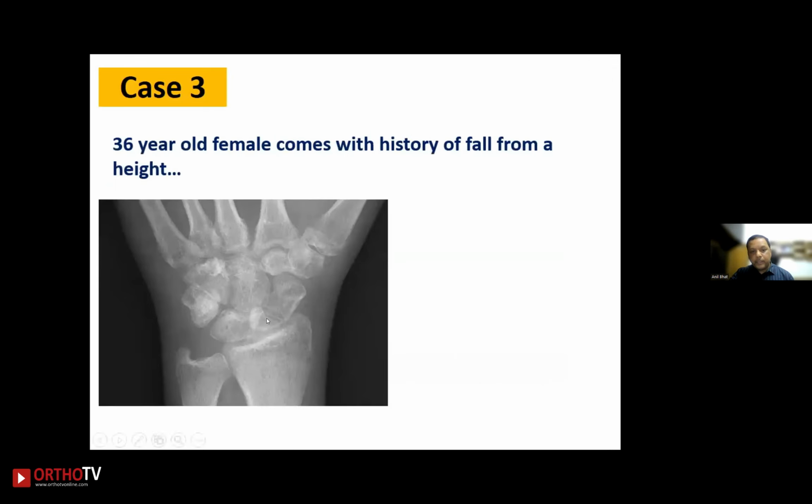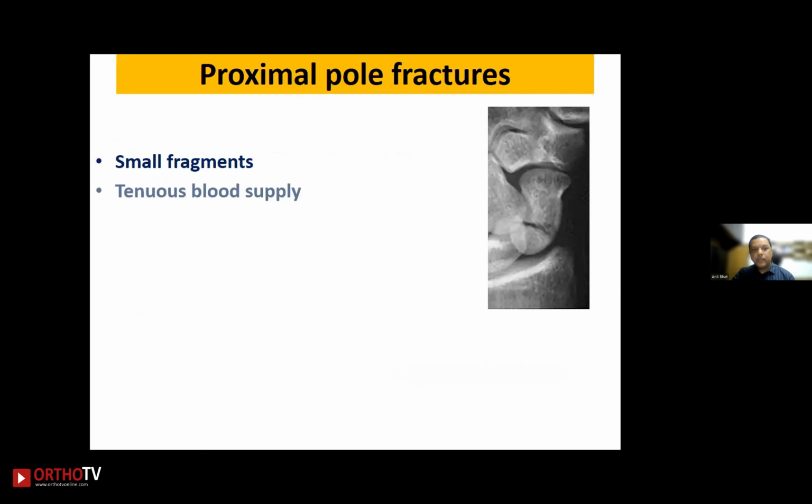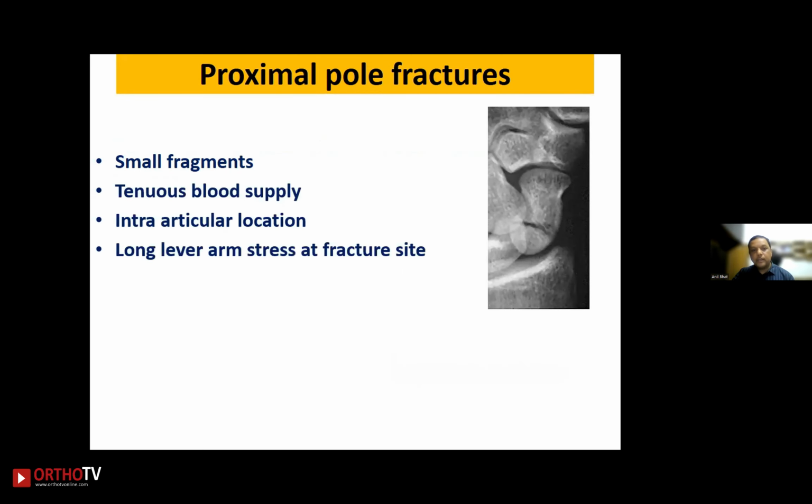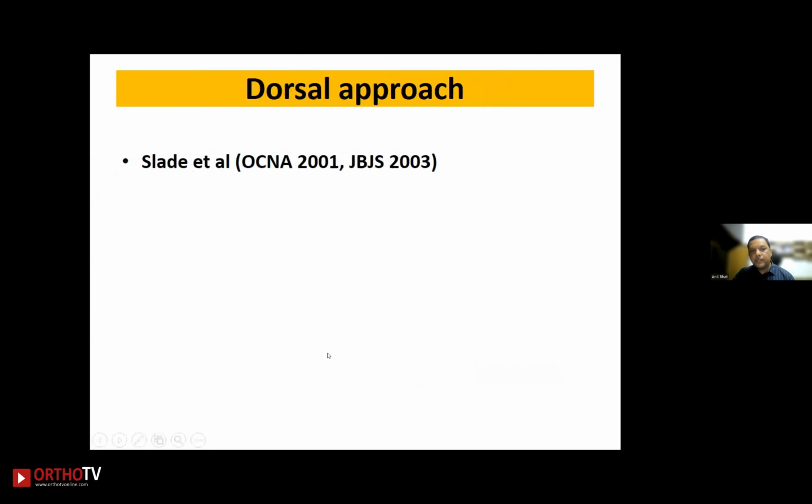If you see, this is a proximal pole fracture, inherently unstable. So you don't put them on a cast and wait, because most of them don't go for union here. They're very small fragments. The blood supply is not good. They're intra-articular. There's a lot of stress because there's a longer lever arm. So both displaced and undisplaced are unstable and require fixation.